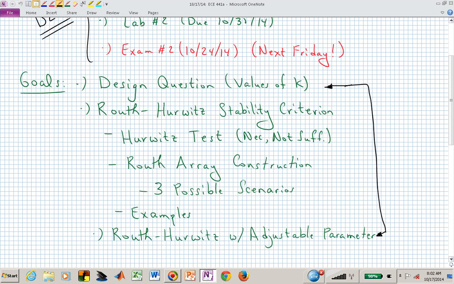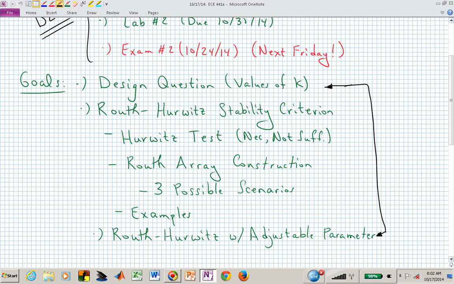We'll start today with a design question, which we will actually circle back around and treat a little bit more formally later on. I don't know if we will get to the last point today, but today's class is now moving on from design specifications and steady state error to stability. How can we actually determine stability of a polynomial without using your calculator, without factoring it? Do we have to factor it?